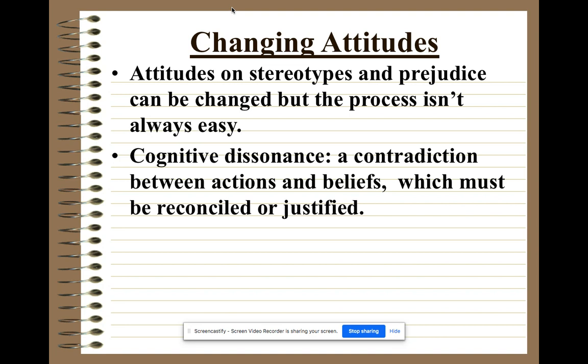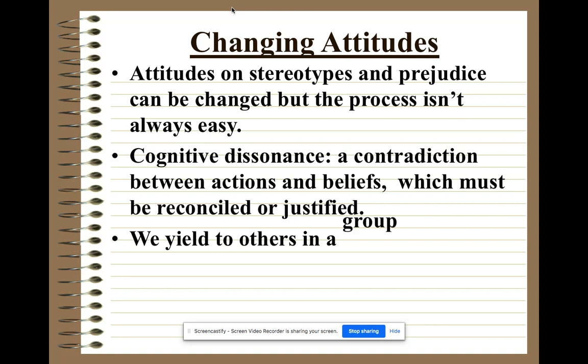And so where an illusory correlation is, we ignore the things that don't fit. In a cognitive dissonance, we realize we have to pay attention to them. We realize that these people are smart. These people are good. These people aren't lazy. These people aren't bad drivers. They are capable students. And so we have to deal with it.